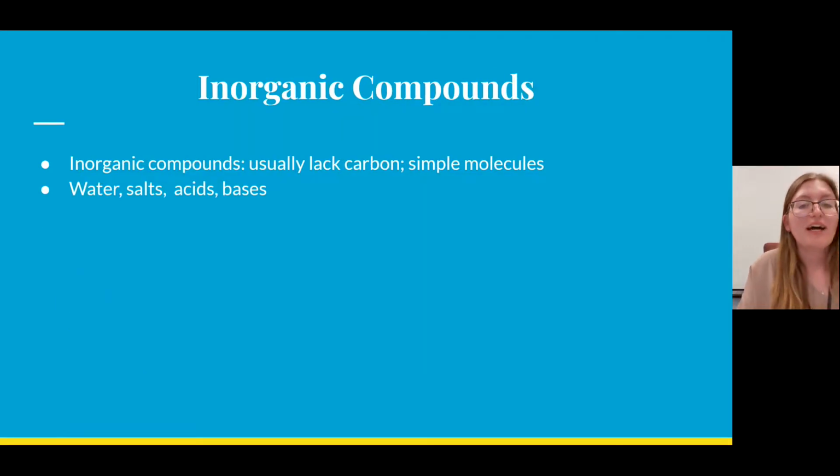Within our body, we have inorganic and organic compounds. Inorganic compounds usually lack carbon and are simple molecules, whereas organic compounds almost always contain carbon and hydrogen and are combined through covalent bonds. So examples of inorganic compounds could be table salt, water, acids, and bases.